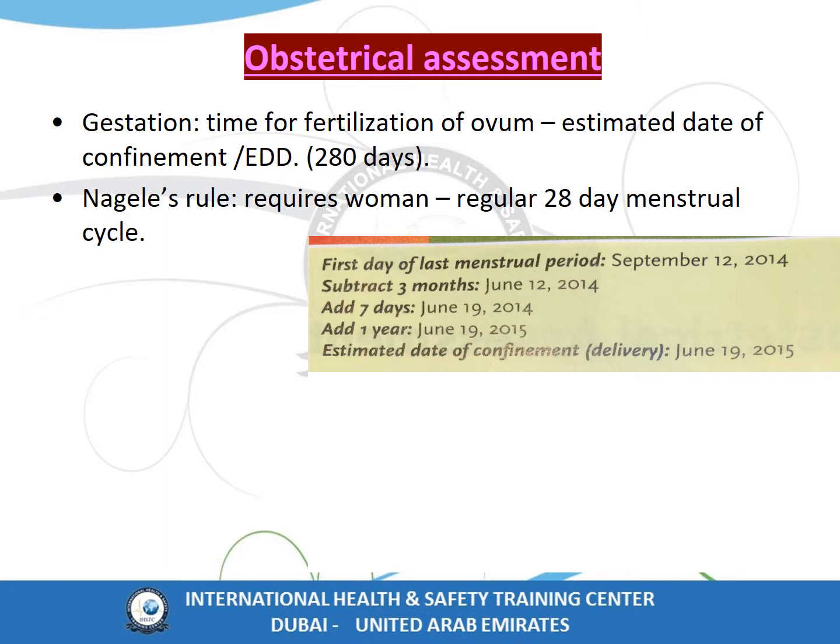So here's an example. If the first date of the last menstrual period was September 12, 2014, subtract 3 months. So it will be June 12, 2014. Add 7 days, that will be June 19, 2014, and add 1 year. So the expected date of confinement or delivery would be June 19, 2015.